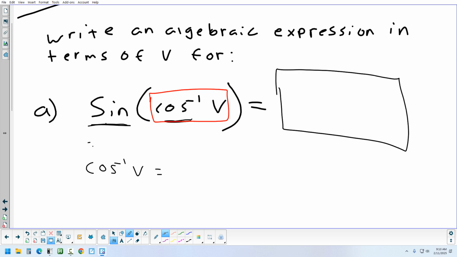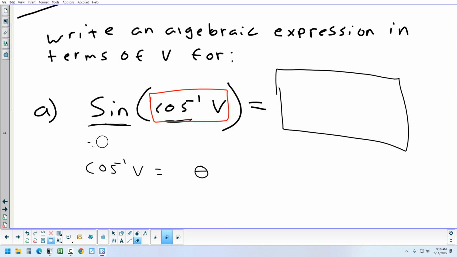But I want to represent it generically. How do we represent an angle generically in trig? Yeah, theta, alpha, some Greek letter. Okay, so for now, let's just say what's inside that red box is going to come out to some angle. I don't know what angle, but some angle.